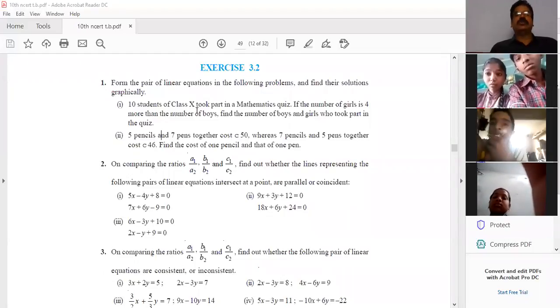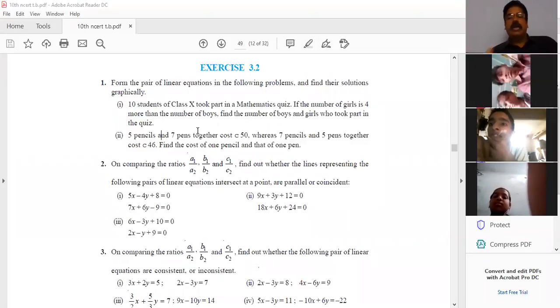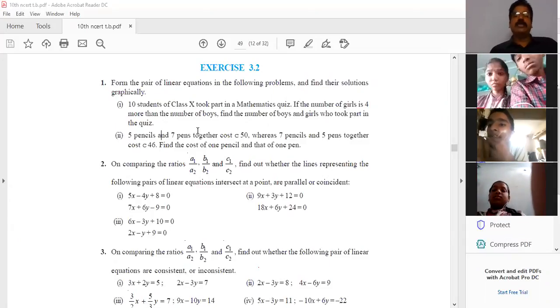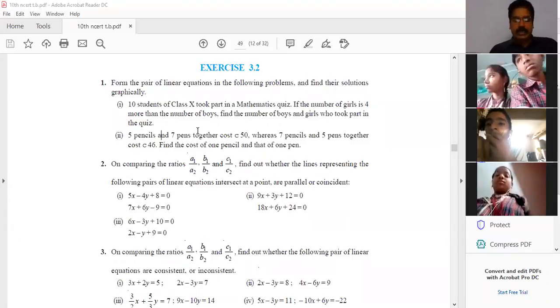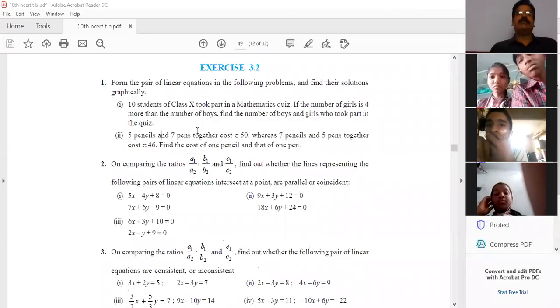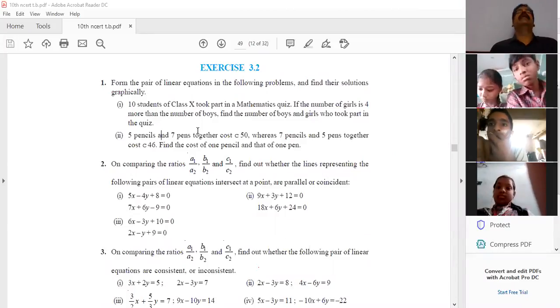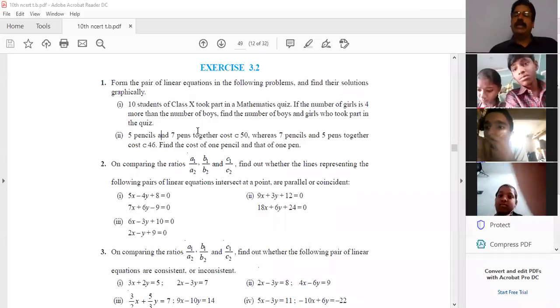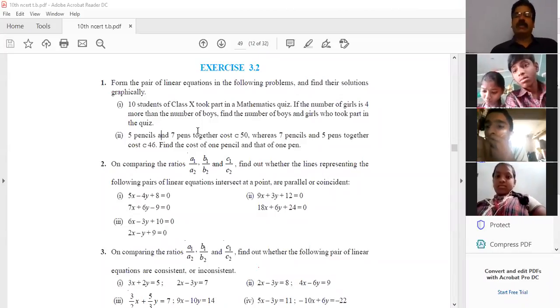10 students of class 10 took part in a maths quiz. If the number of girls is 4 more than the number of boys, find the number of boys and girls who took part in the quiz. So here let the number of boys be X, number of girls be Y. Then the total number of students in the quiz is 10. So X plus Y equal to 10. First equation.